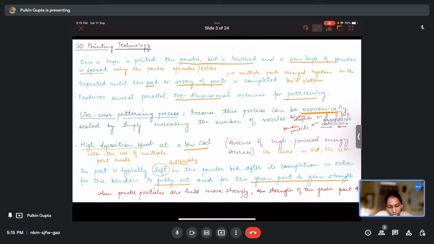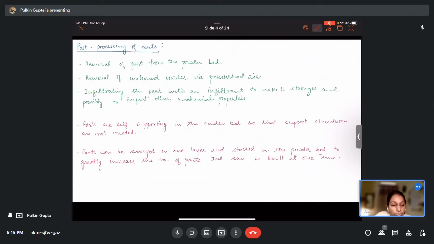Okay. So next we need to have certain post processing. Post processing of the part involves the removal of the part from the powder bed. Now the part has been printed and it lies inside the powder bed, and you have left it for some time for the binder to settle down. For the use of the part, it is necessary that you take it out from the powder bed. That is a post processing step. Now it can happen that some of the unbound powder remains stuck to the part, so you need to remove it using pressurized air.